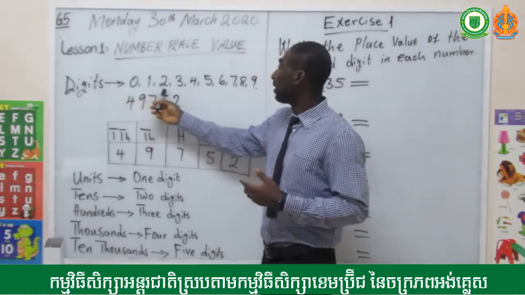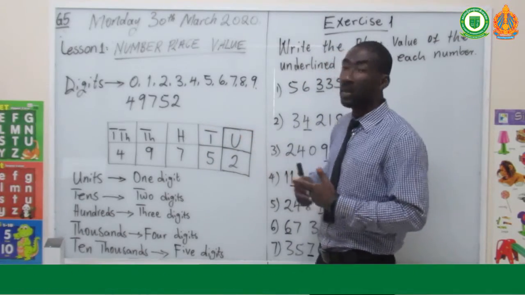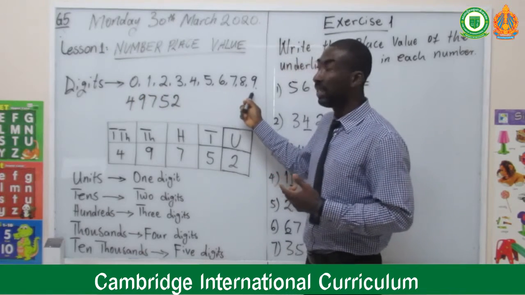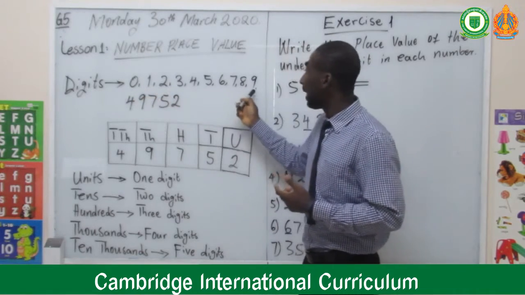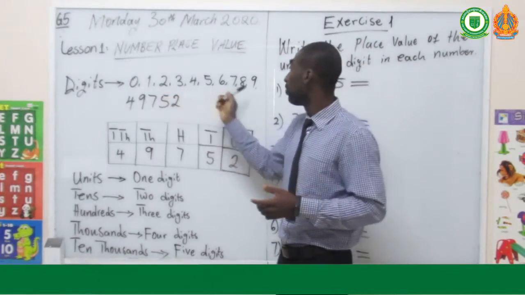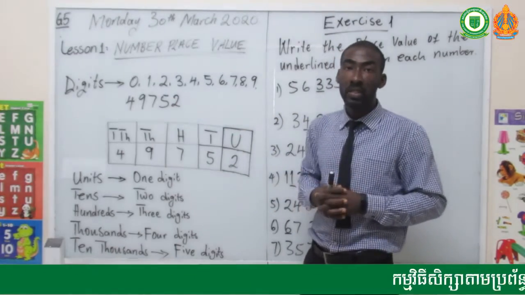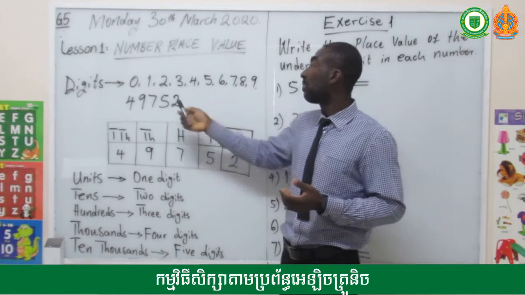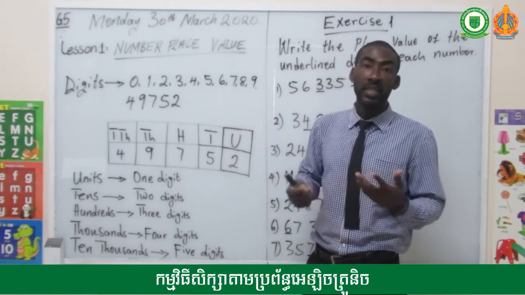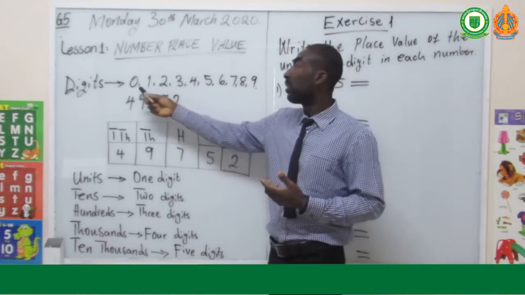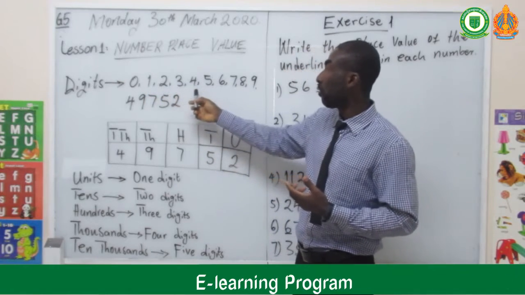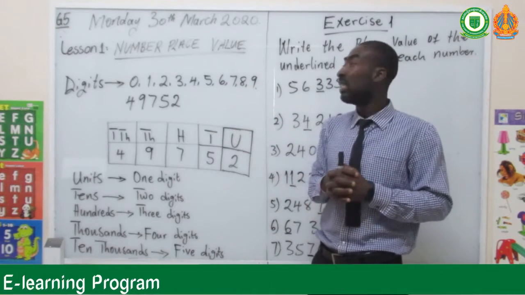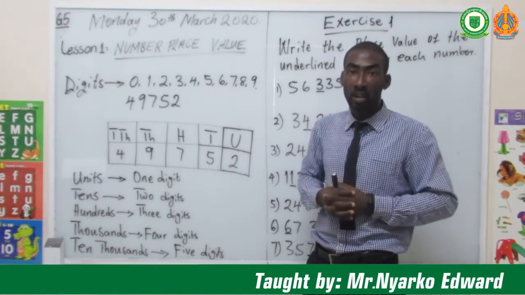So we'll look at digits. Digits are single numbers, or the individual numbers that we have as counting numbers. It starts from 0 up to 9. Whenever you are asked about digits, you know that these are the first 10 counting numbers that we have. These are 0, 1, 2, 3, 4, 5, 6, 7, 8, and 9. These individual numbers are called digits.